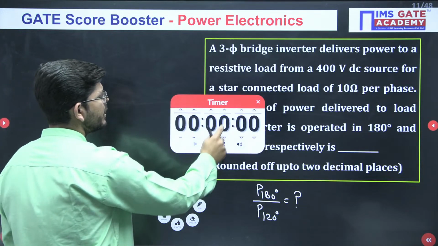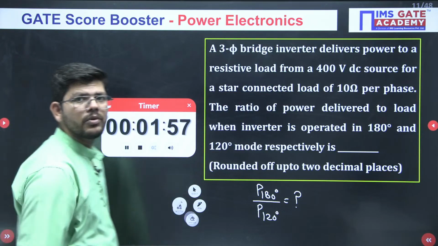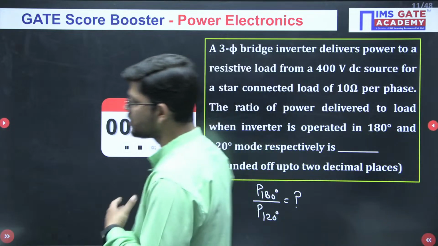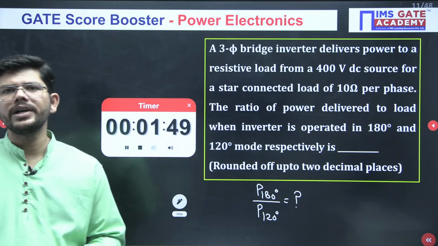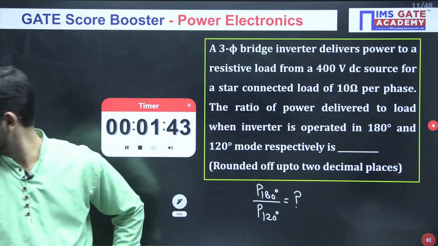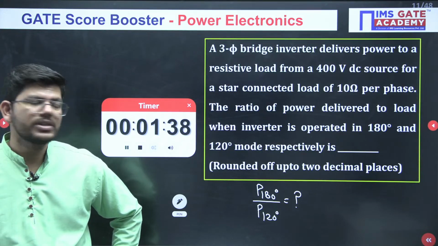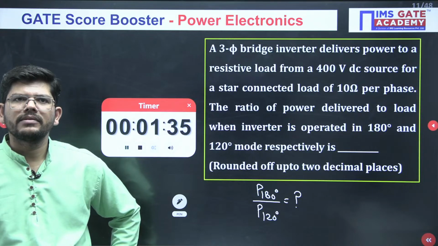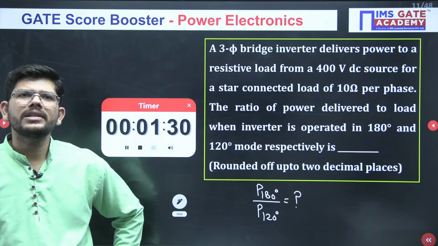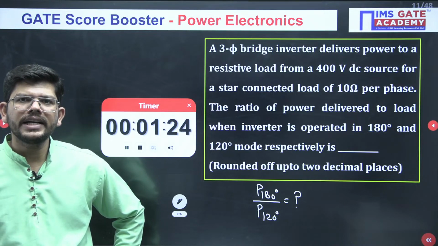And I call this a very interesting question, an ideal question for GATE, because it has all the recipe to become a GATE question. The ratio of power delivered in 180 to 120 mode. Very good, Aryan, you are very rapid. 1.33. With lightning speed you have solved this question. What is the answer that everybody else is getting? Aryan, are you from IMS Gate Academy?